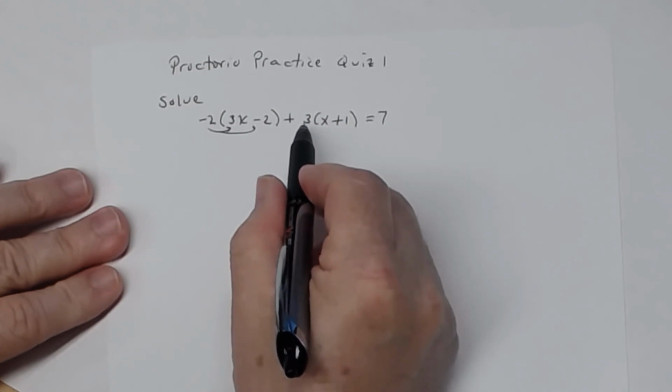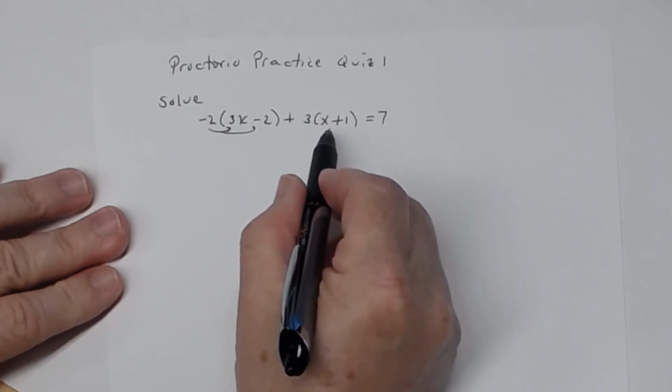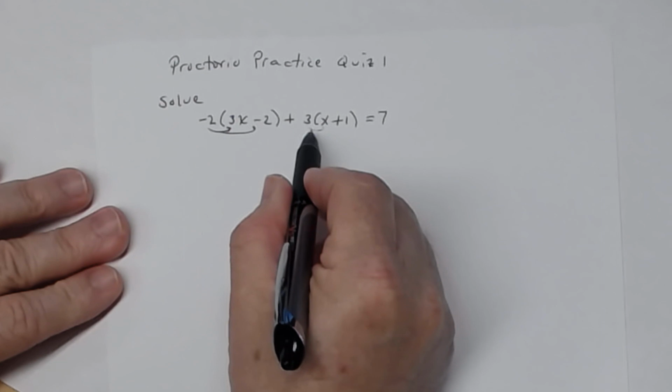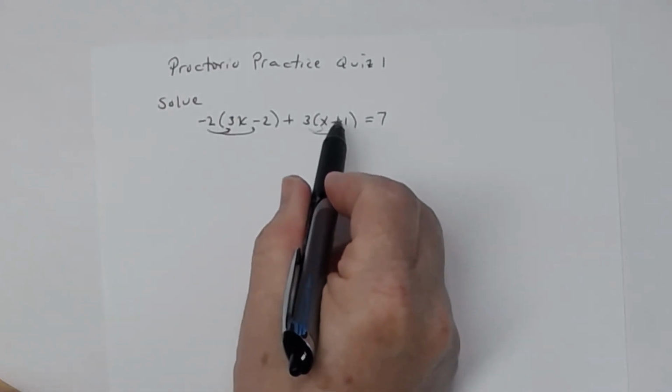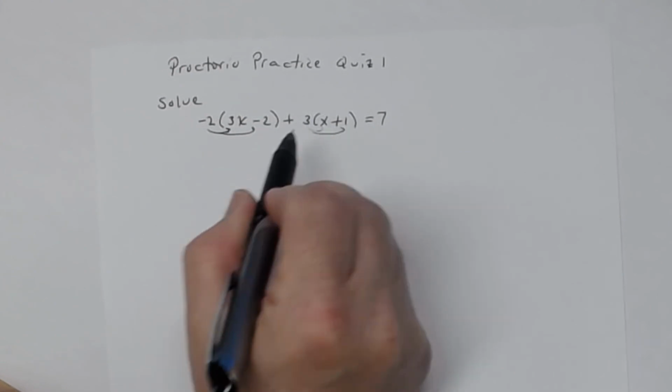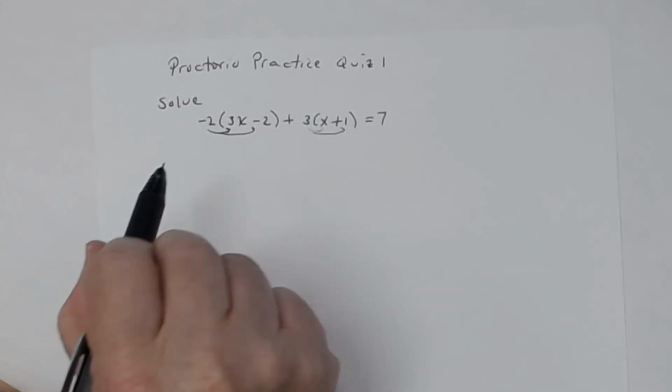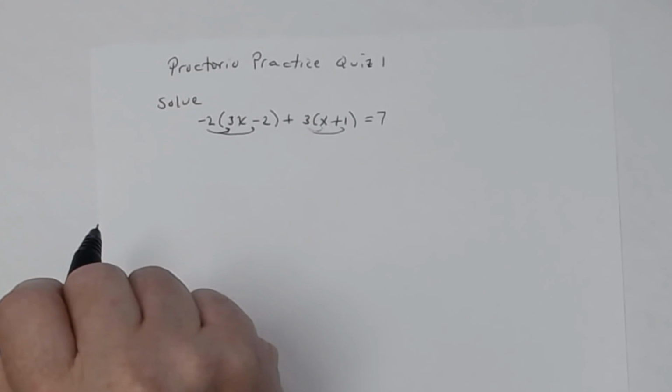And over here, you're going to add 3 times x plus 1, so the same thing. So you're going to distribute that positive 3. So every term that's inside this set of parentheses, you're going to multiply by positive 3. So that's involving the distributive property.